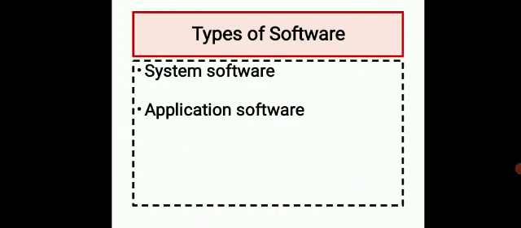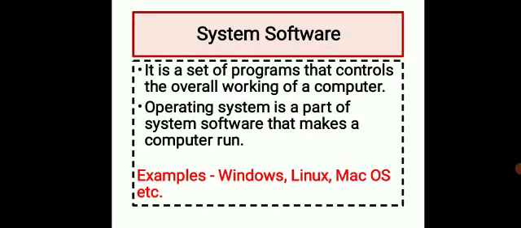Types of software: system software and application software. System software is a set of programs that controls the overall working of a computer. Operating system is a part of system software that makes a computer run. It manages all input and output operations.